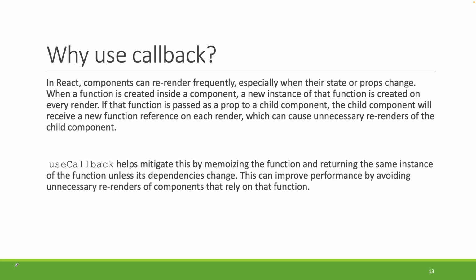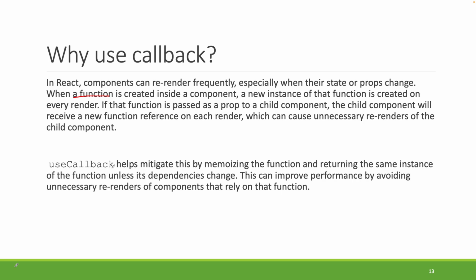This is talking about if we have a function inside a component. Every time we render, a new instance of that function is created. And if that function is passed as a prop to a child component, the child component will receive a new function reference on each render, which can cause unnecessary renders of the child component. Because functions are behavior, we don't need to create a new function on every re-render. We can reuse the previous version, right?